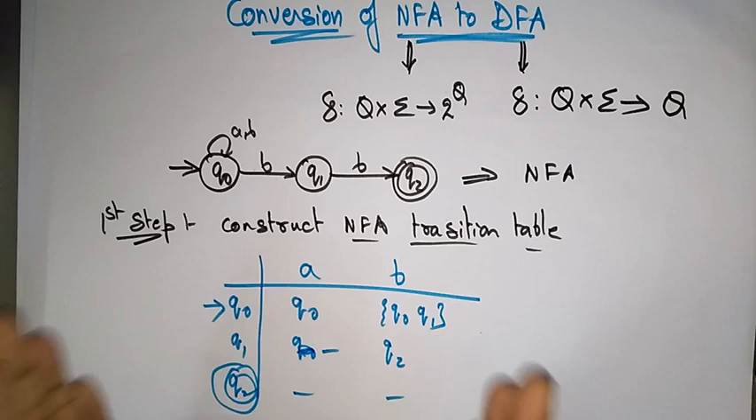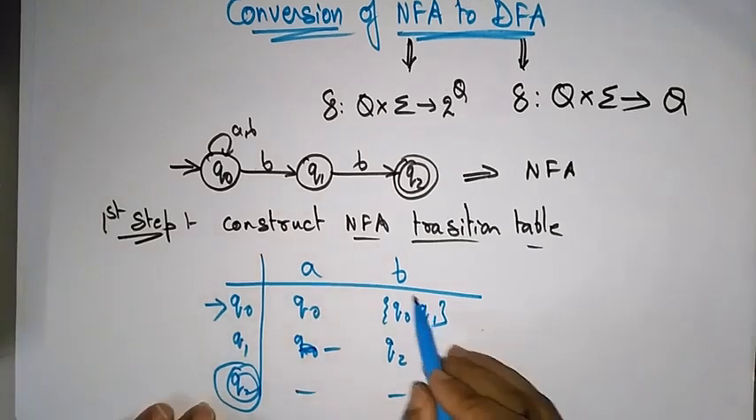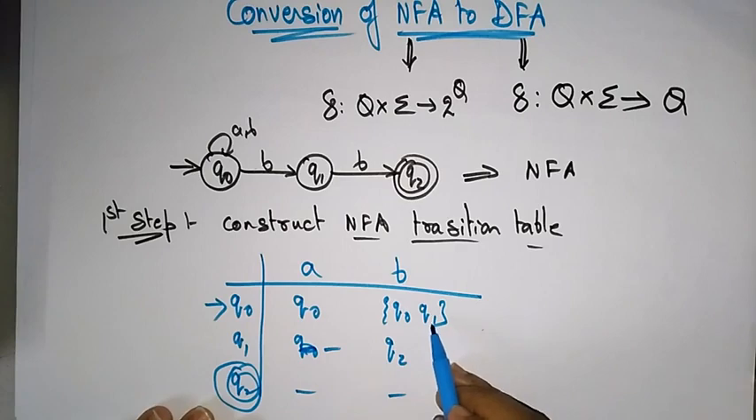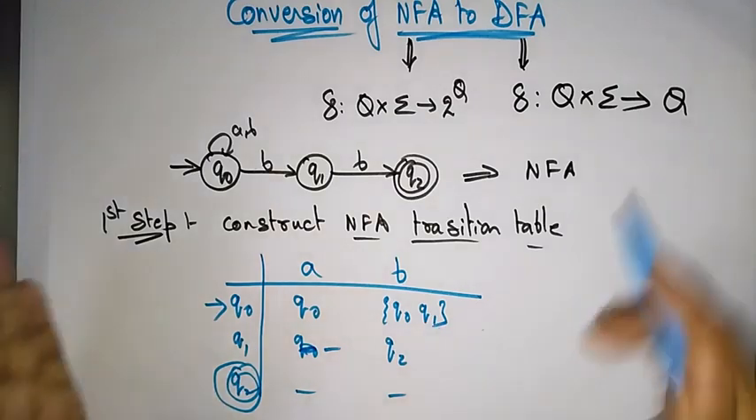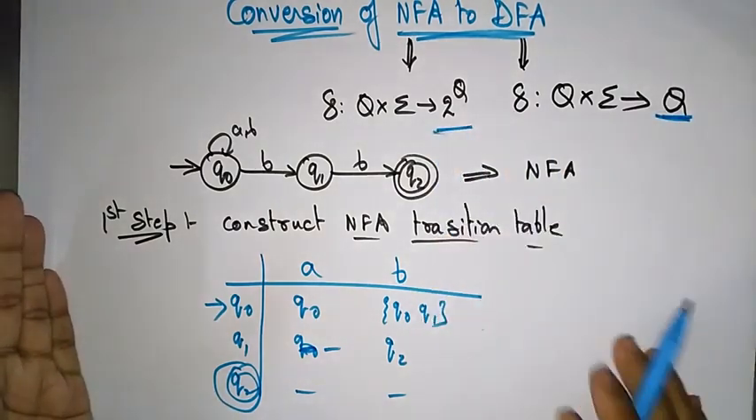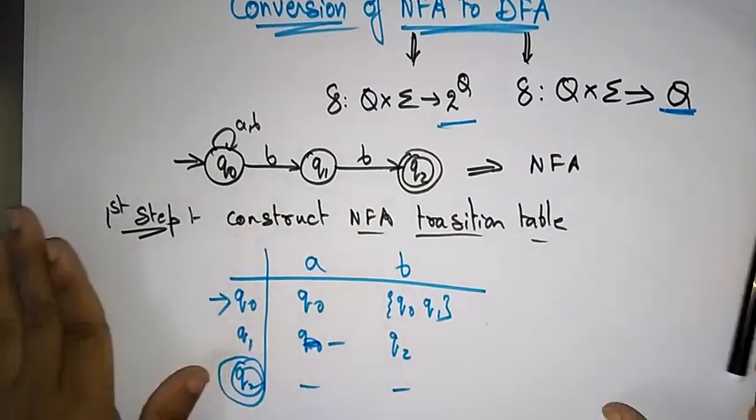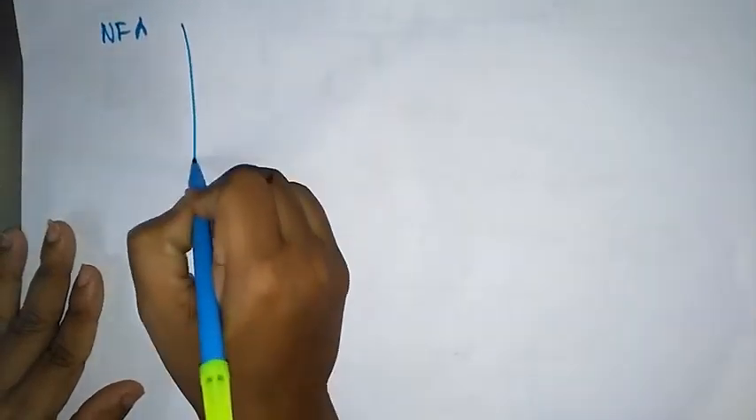I clearly say this is not a DFA because a new state is consisting of multiple paths. But our DFA has only a single path, not multiple paths. So now I want to convert this table into a DFA table. How is it possible? Let me show you again. The NFA table was, let me write it again.